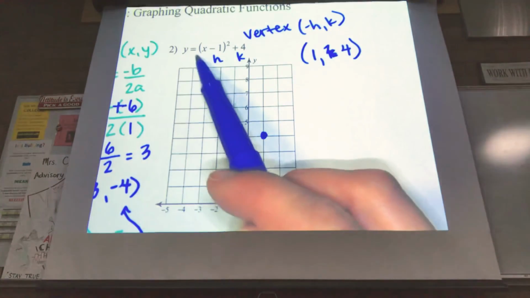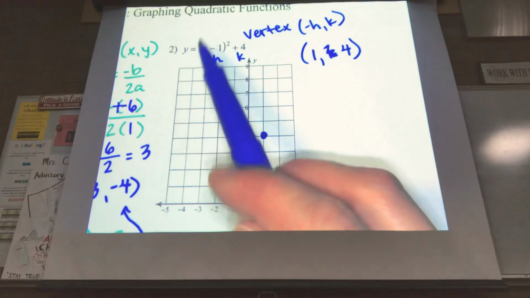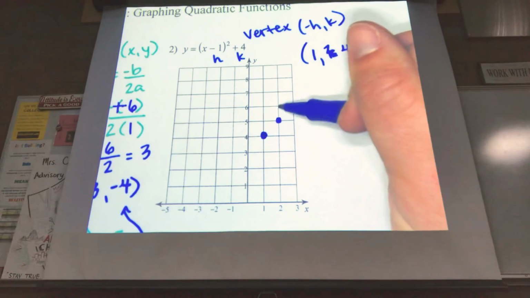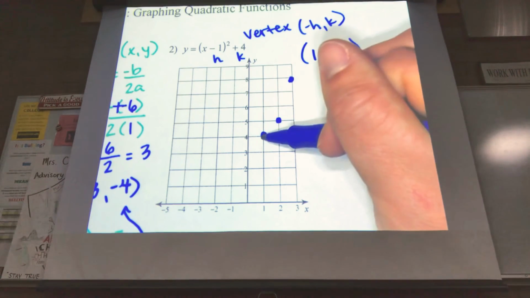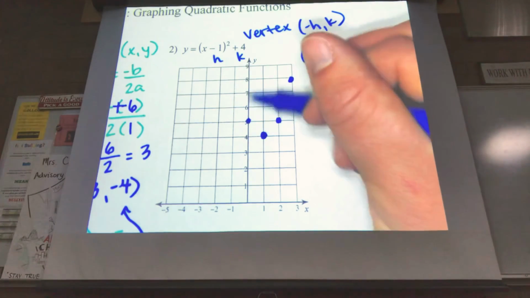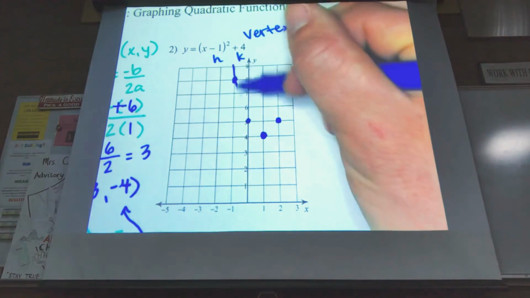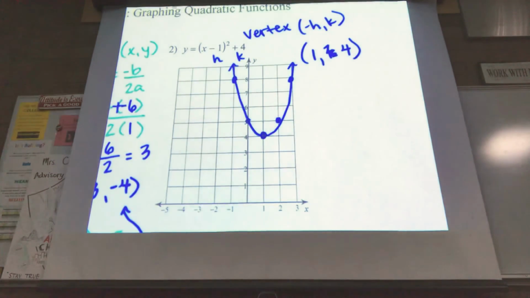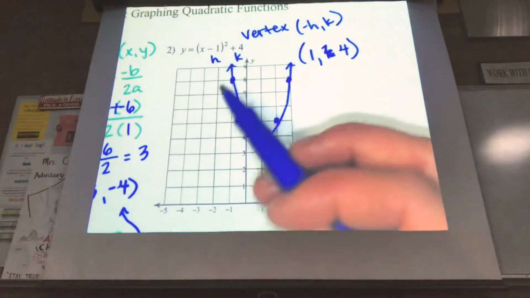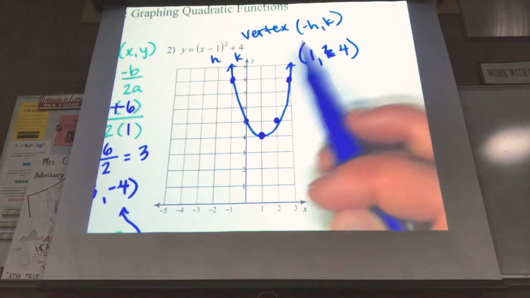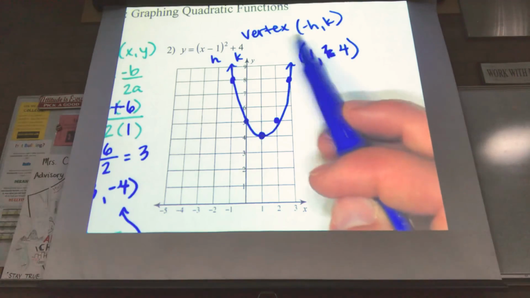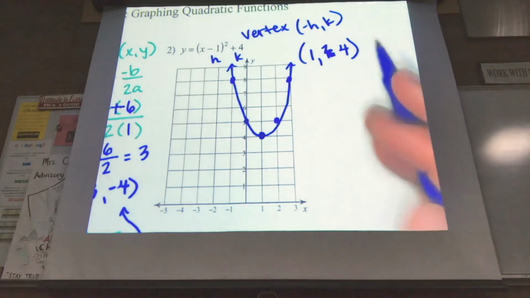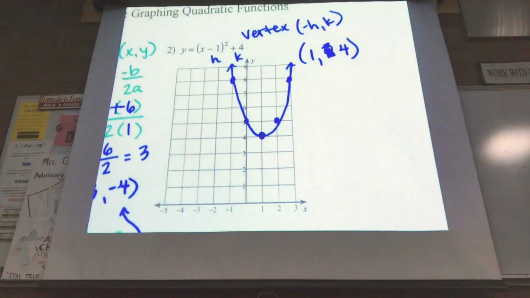Our trick works for this one because if there's no number in front of our parentheses, it's technically an invisible 1, so we can use our trick of up 1 over 1, and 3 over 1, and mirror it on the other side. Very little solving to do for this one. All you need to do is identify the h and the k. Know that the sign on the h changes, so it was a negative 1, now it's a positive 1. k stays the same, positive 4.